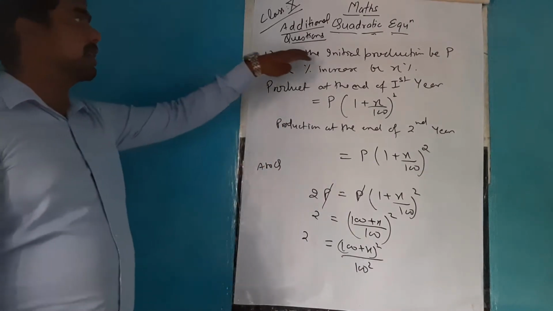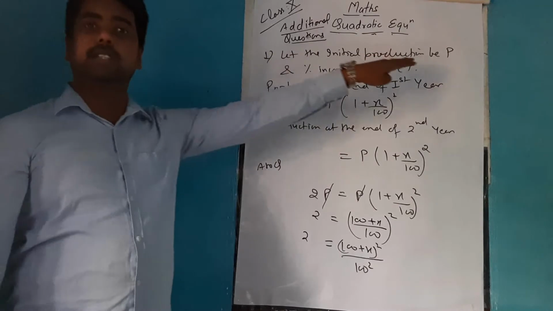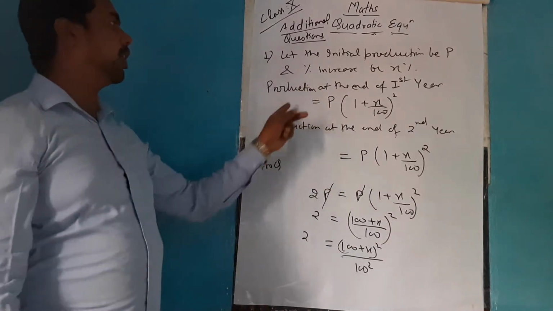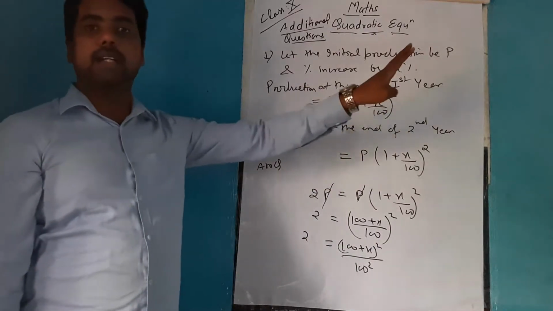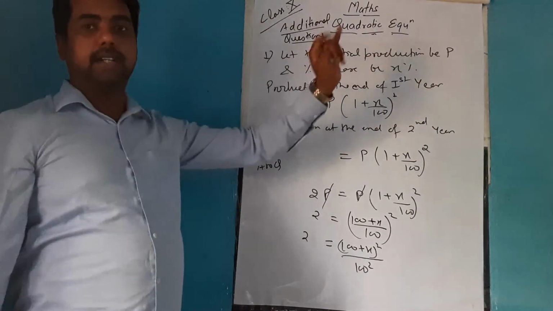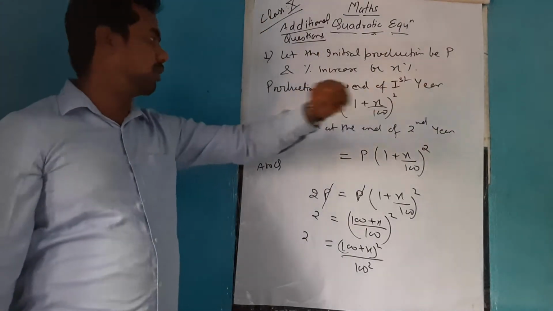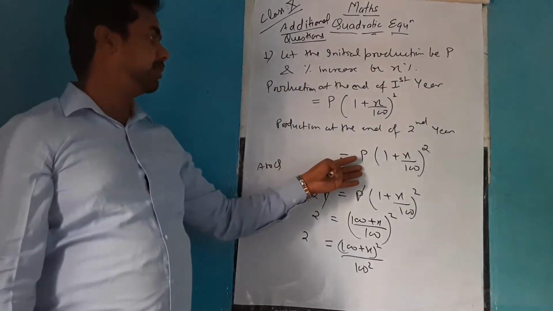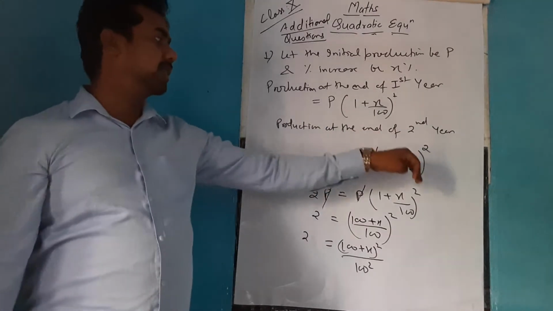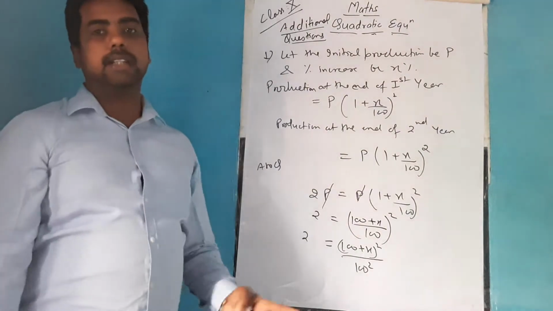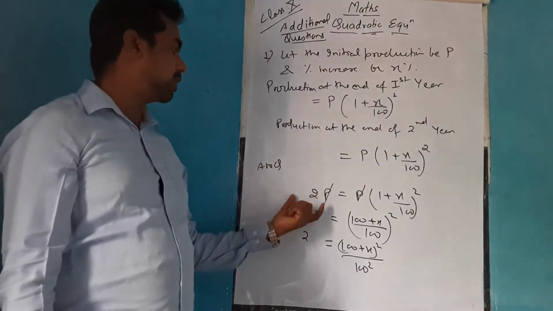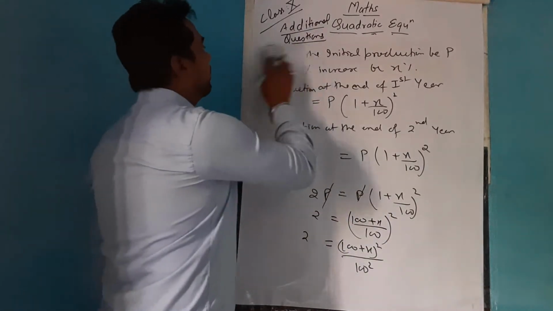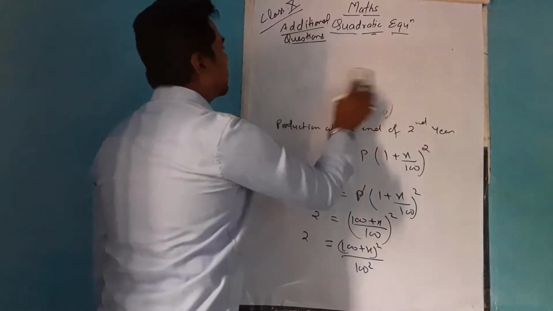So you see again, as the initial production I have taken as P, the percentage increase I have taken as X percent. So the production at the end of the first year will be P(1 + R/100). That's the formula for amount which you have already studied in class 8. Then you have to see what the production will be at the end of the second year: P(1 + X/100) to the power 2. Now it is given that in the last 2 years the production doubles, so this production will be 2P. Now we will solve and get the value in the form of X.